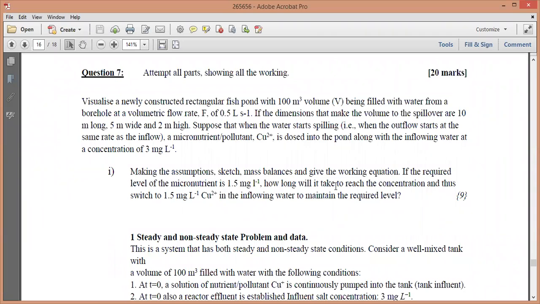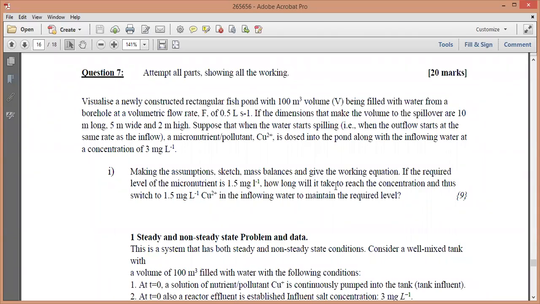How long will it take to reach that concentration? Remember t is equal to 0 is when we start the dosing. It means that there's 0 concentration of copper inside the fish pond. Then at t greater than 0, the concentration in the reactor, which is our fish pond, will increase, starting from 0.00 something to 0 point something, over time, until it reaches 1.5 milligrams per liter. So they're asking how long in terms of time it will take to achieve 1.5 milligrams per liter in your reactor.